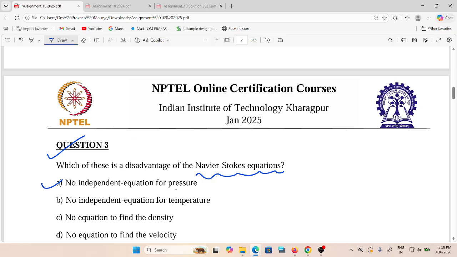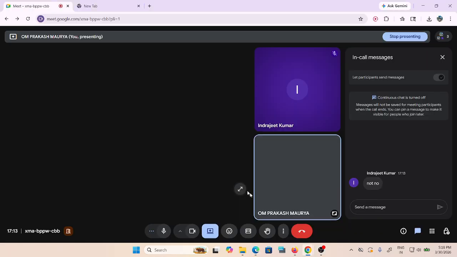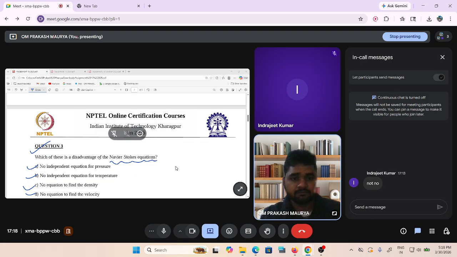No independent equation for pressure, no independent equation for temperature, no equation to find the density, no equation to find velocity. So here you have four options. Very important question. So please try to write your answer in the chat box. Very easy, just think about that. If you do not know, you can just Google. This question you can Google, so you will remember it for a long time.